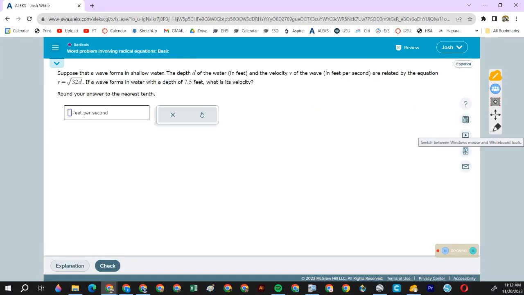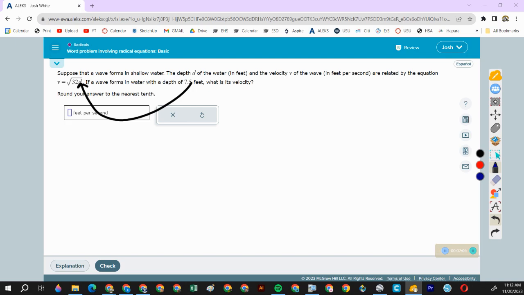Okay. Suppose that a wave forms in shallow water. The depth of the water and the velocity v of the wave are related by the equation the velocity equals the square root of 32d. If the wave forms in a water with a depth of 7.5 feet, what is the velocity? So all you're going to do is stick that in there and then round to the nearest tenth.